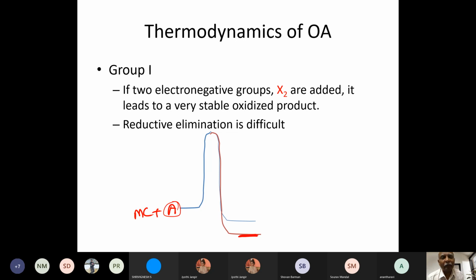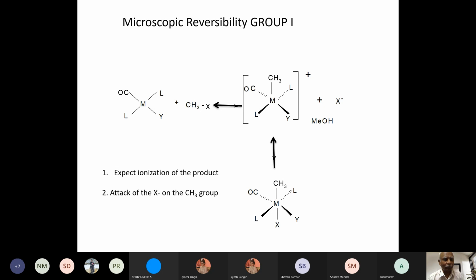So very often, the reductive elimination of the same two groups which added on is difficult. For example, instead of methyl halide, if I added X2, then the oxidized product is going to be extremely stable. Then you're not going to be able to do a reductive elimination. So reductive elimination is often not going to be the same two groups which are coming out. I will illustrate this now.